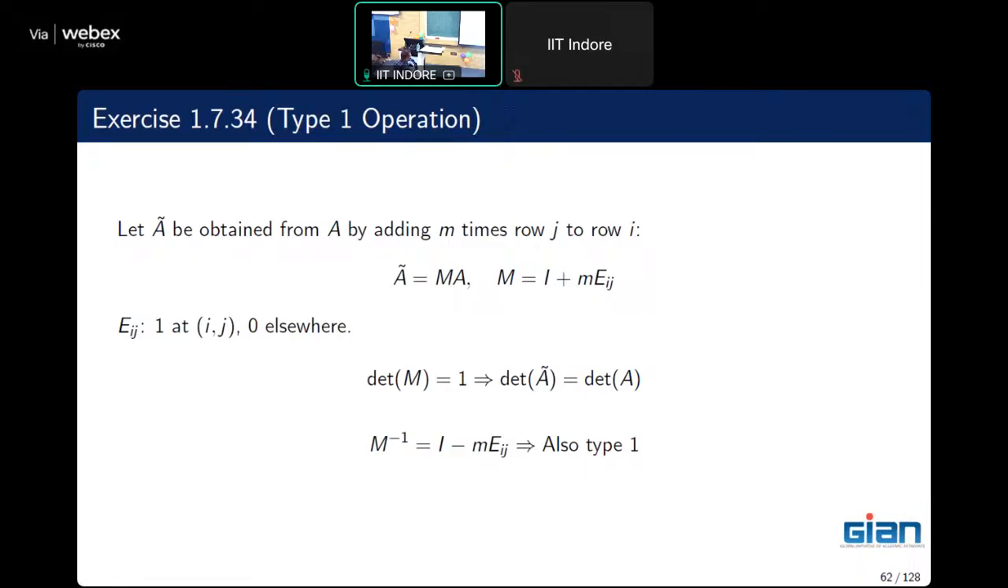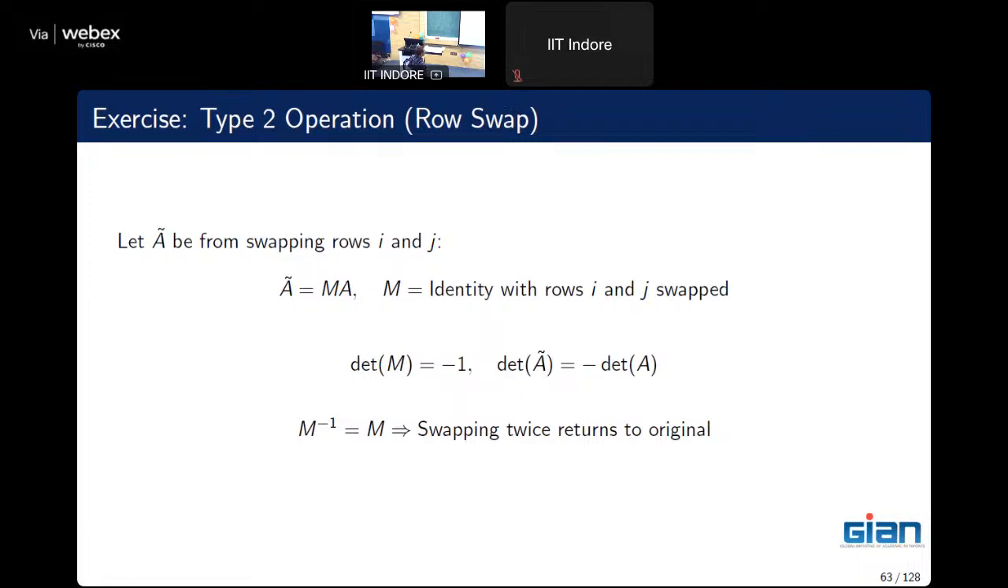So here is the determinant, and as I told you, for the inverse of the elementary matrix, you just take the negative sign of the diagonal. This is also an elementary operation of type 1, that is, multiplication of this.